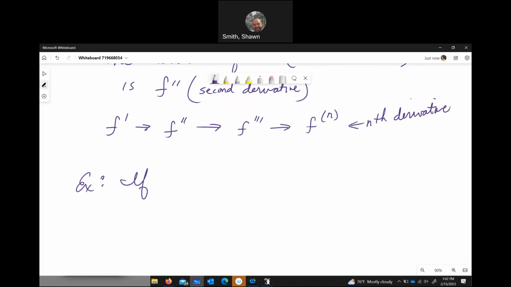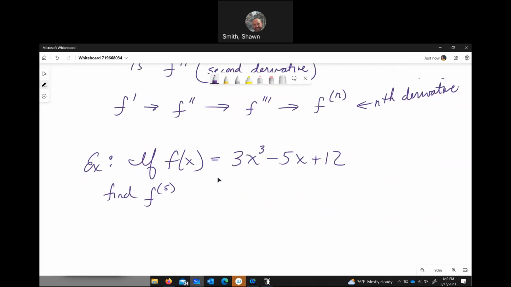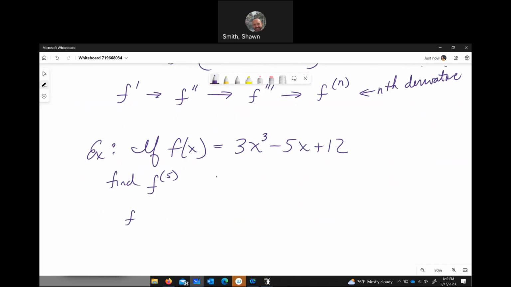Let's say f of x is equal to 3x cubed minus 5x plus 12. Let's find the fifth derivative. I'm going to take 5 derivatives. First one, second one, third one, fourth, and all the way to the fifth. Especially if they're polynomials, they're fairly easy. Just always using that constant multiple rule. Constant power rule, I should say.